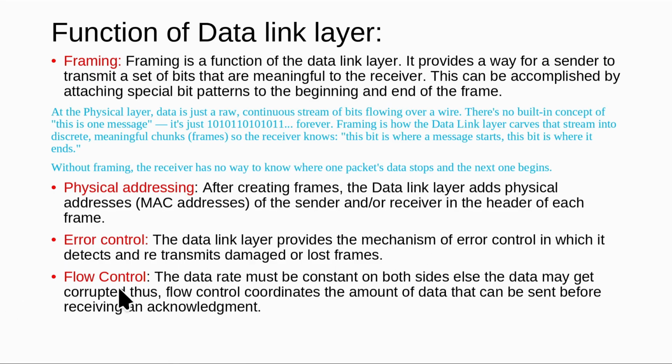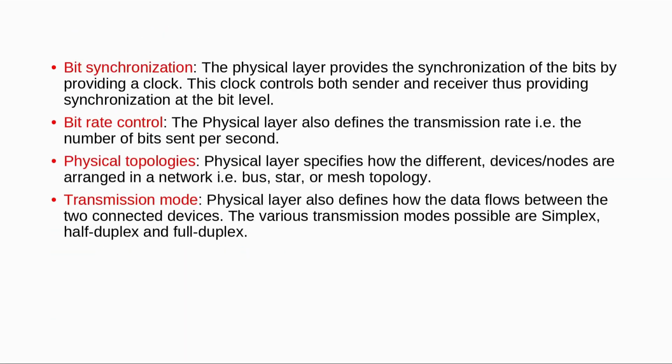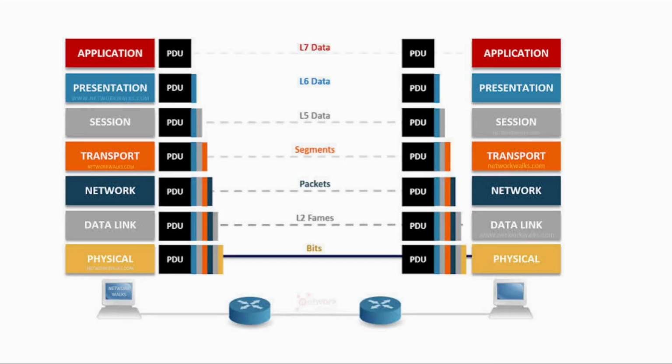And another is flow control. The data rate must be constant on both sides, else the data may get corrupted. Thus flow control coordinates the amount of data that can be sent before receiving an acknowledgement. A networking device used in the data link layer is the switch. So these are the two layers we covered in the OSI model.